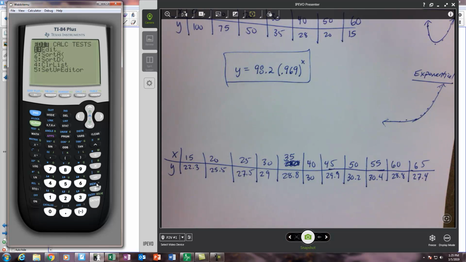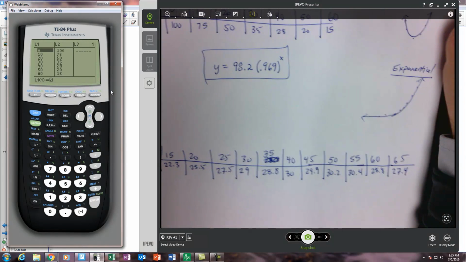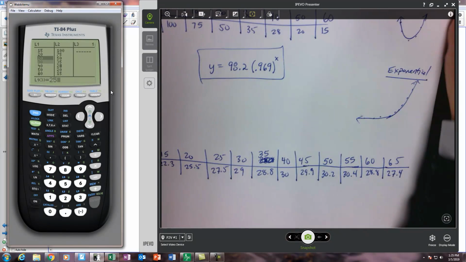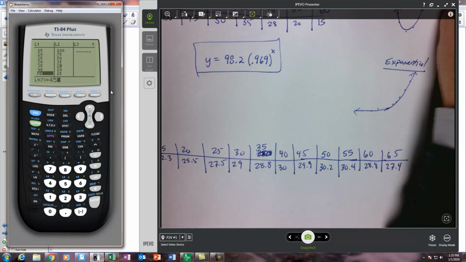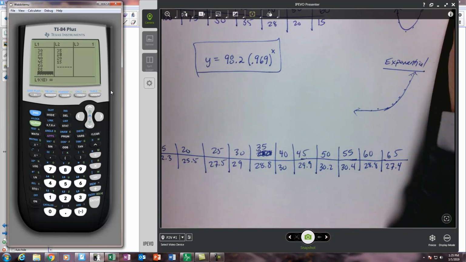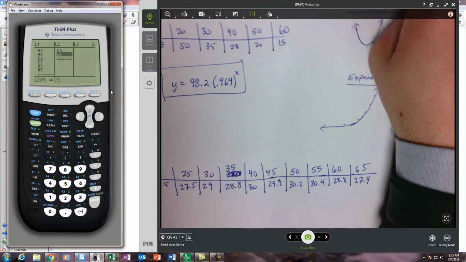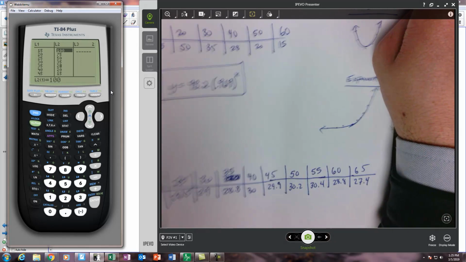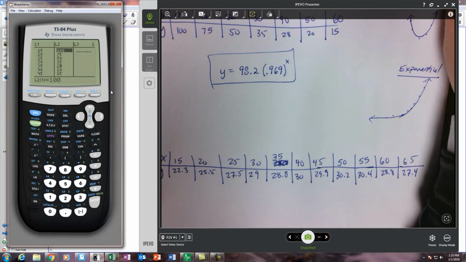So we're going to stat, and we're going to edit the data again. This time our x's, I'm going to start at 15, and then 20, 25, 30, 35, 40, 45, 50, 55, 60, and 65. Now you might be asking, do I have to put in all the data? Well, the truth is that every time you remove data from the set, you get a less accurate answer, a less accurate equation.